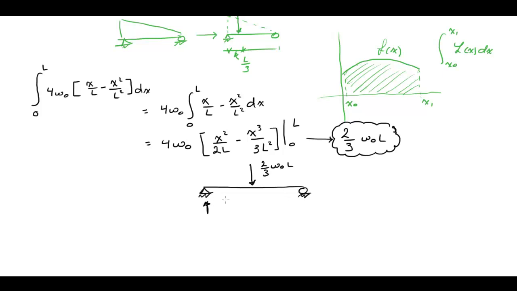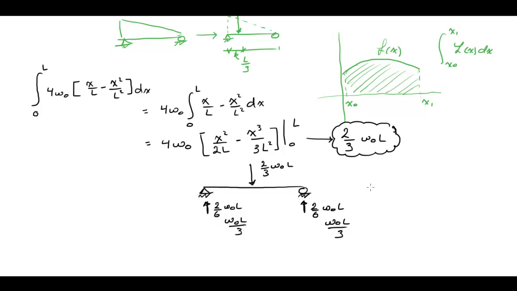So the reaction here and the reaction here can be found very easily. It's concentrated in the middle, so half of the load goes to the right, half of it goes to the left, so half of that is 2 over 6 W naught L. Same thing here is 2 over 6 W naught L, or simply W naught L over 3 and W naught L over 3. These are the reactions.